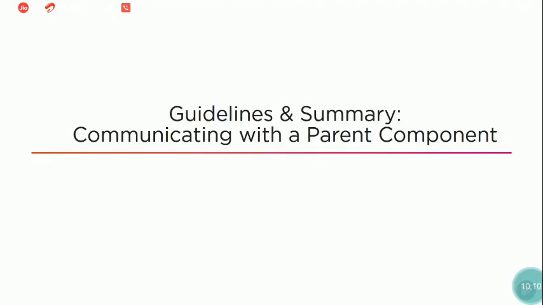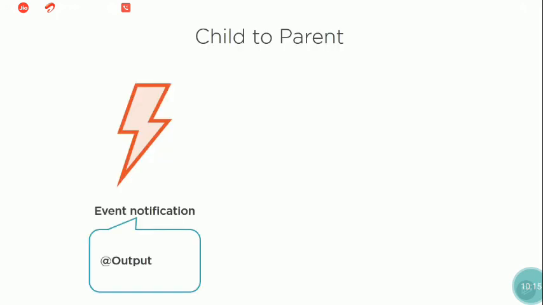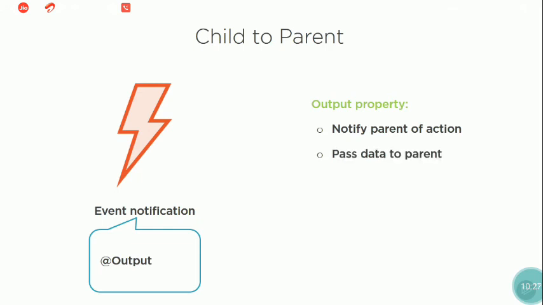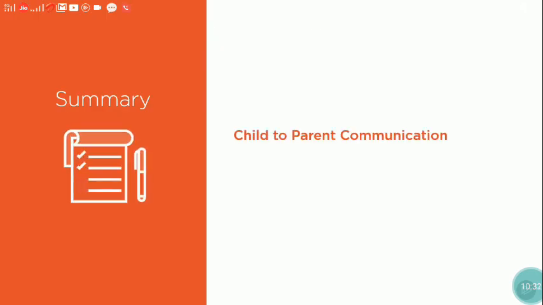In this module, we focused on one key technique for communicating with a parent component. When a child component needs to communicate with its parent, emit an event using an output property. Use this technique anytime the child needs to notify the parent of an action and optionally pass along some data. We walked through how to use the output decorator to define an output property and use that property to send event notifications from the child to the parent.